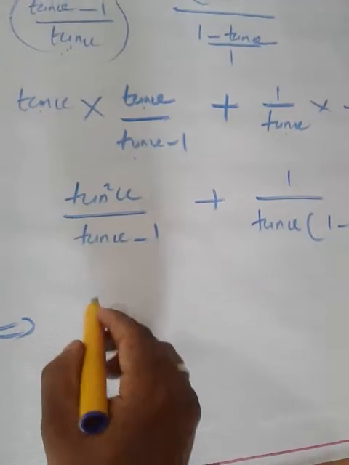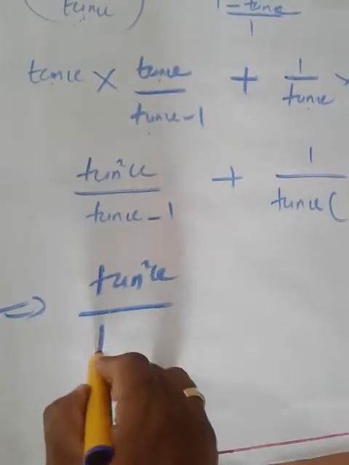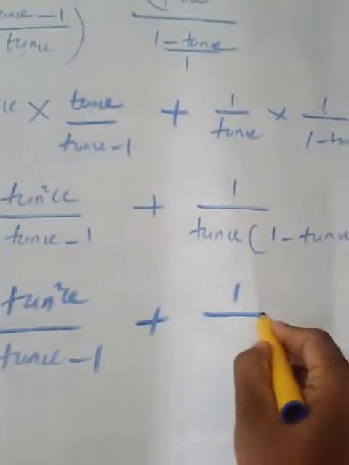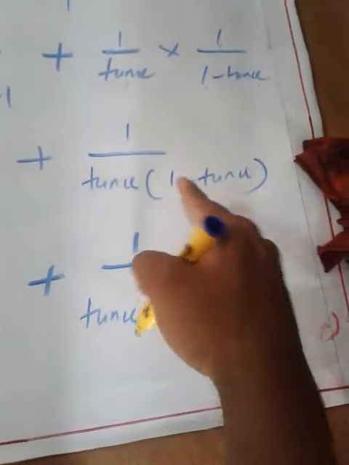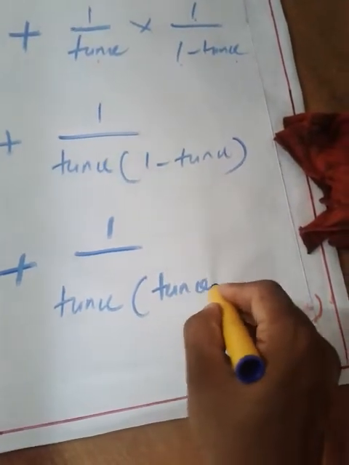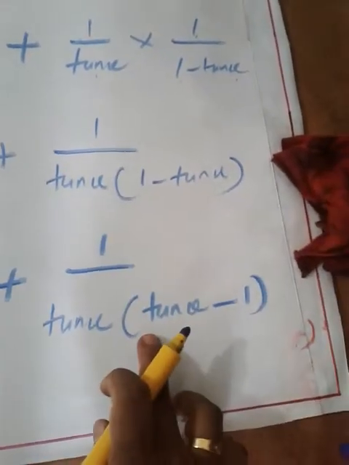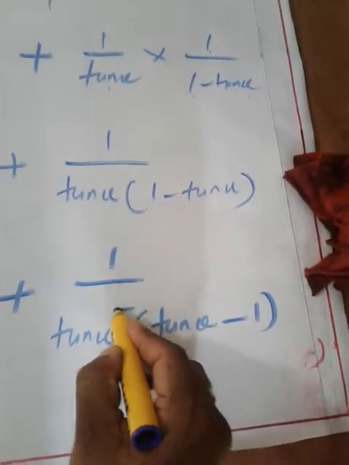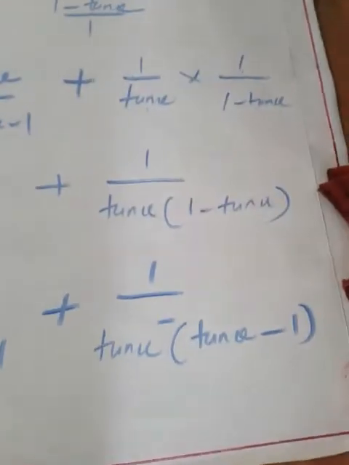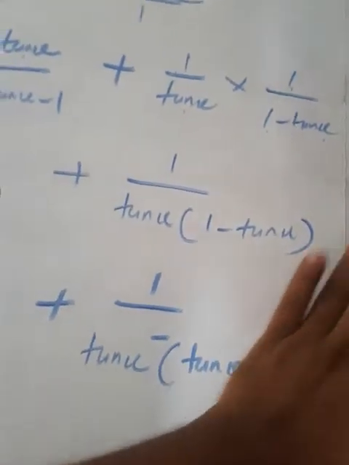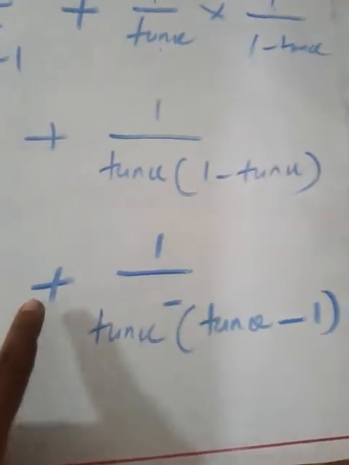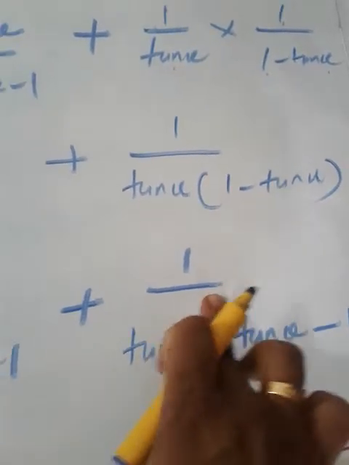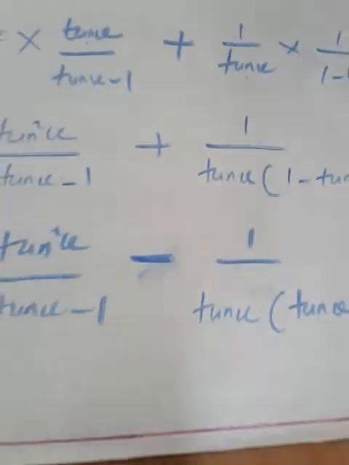Okay. Now we see it becomes tan square theta by tan theta minus 1 plus 1 by tan theta into 1 minus tan theta. I am going to write 1 minus tan theta as tan theta minus 1. Can I write 1 minus tan theta as tan theta minus 1? Simply we cannot write. I have to keep a minus sign outside, because while you are changing a minus b to b minus a, you have to keep a minus sign outside, as I told you. This minus and this plus join together, then it becomes minus. You may have understood.